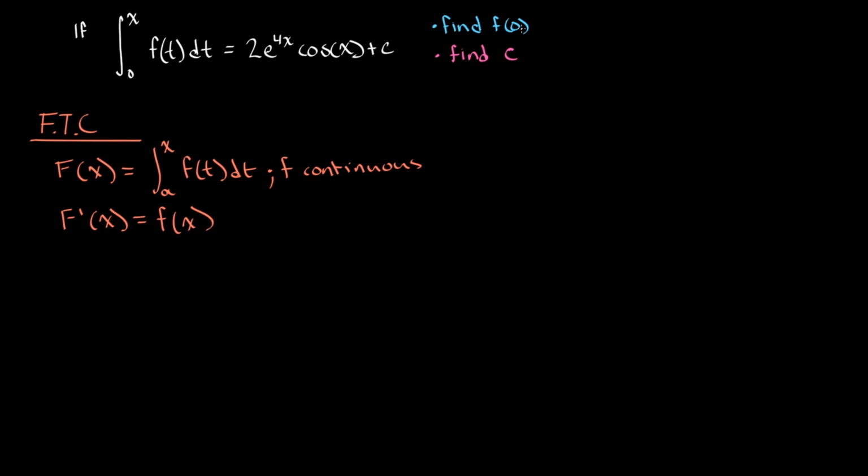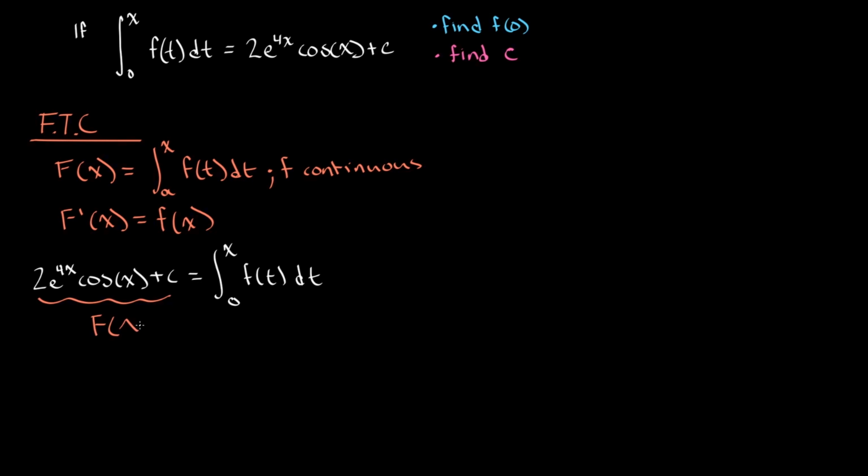And in regards to finding lowercase f of 0, pretty much all we need to do is some pattern matching. Let's rewrite 2e to the 4x power times cosine of x plus c, and this is equal to this definite integral from 0 to x of f of t dt. And now, remember, under our notation here, this is capital F of x. And if we want lowercase f, then we just need to take the derivative of this.